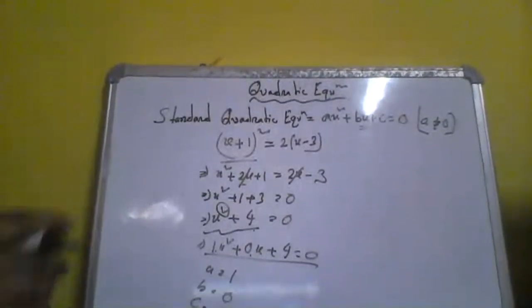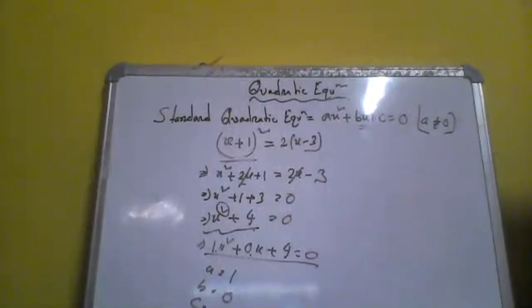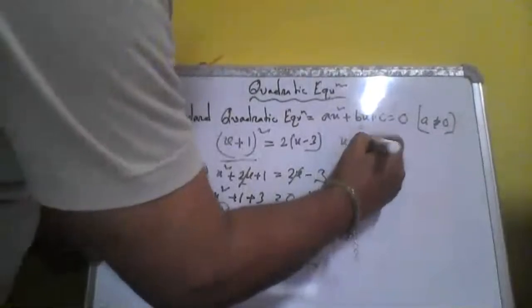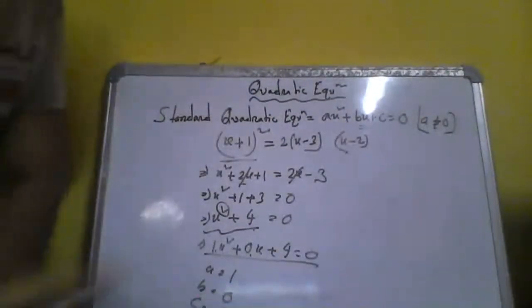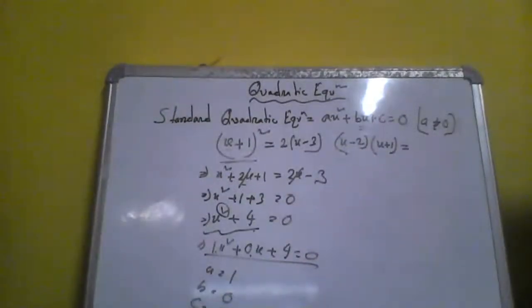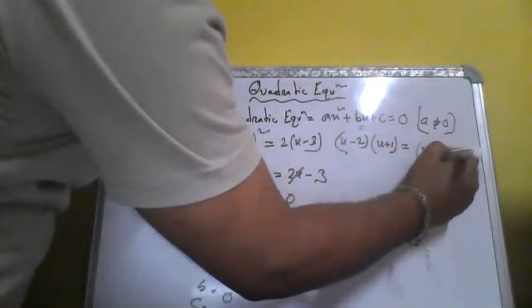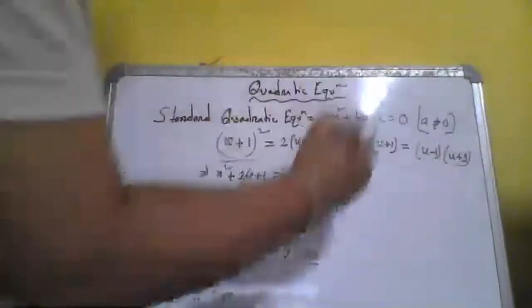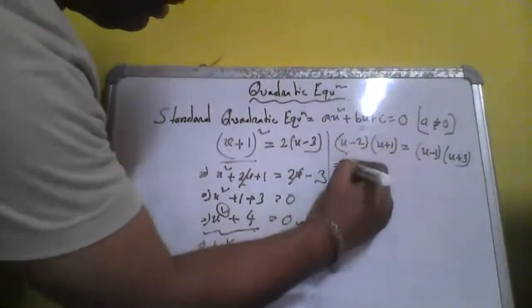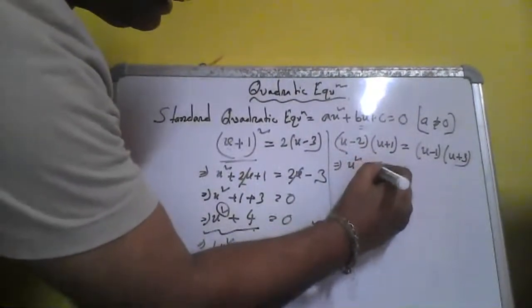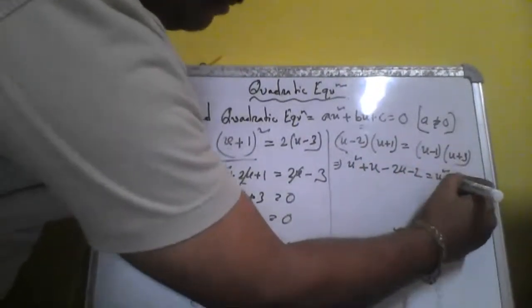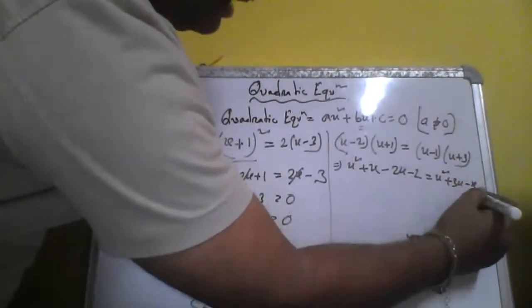We take another example like that: x minus 2 into x plus 1 equal to x minus 1 into x plus 3. Now you can multiply, then this one becomes x square plus x minus twice x minus 2, and this one is x square plus thrice x minus 3.